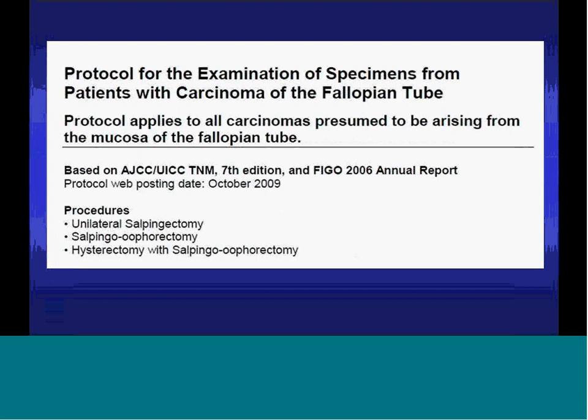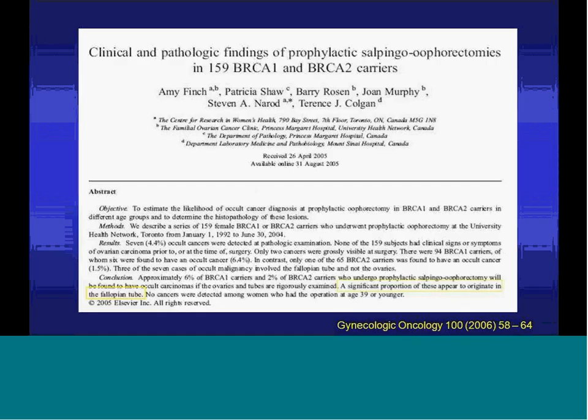Let me also point out that there is a second protocol available in the GYN section for carcinomas of the fallopian tube. And for many years, this may not have been significant to know because fallopian tube carcinomas were considered very rare. But at this point, there's been a major change in our concept of the origin of most serous epithelial tumors. Much of this concept relates back to the seminal paper published by a large Canadian group, including Pat Shaw and Terry Colgan, which were looking at prophylactic salpingo-oophorectomies from patients at a higher risk for ovarian and breast cancer because of their BRCA status.